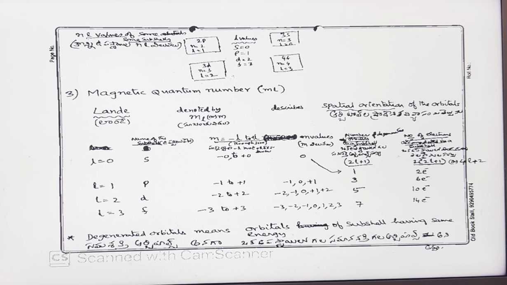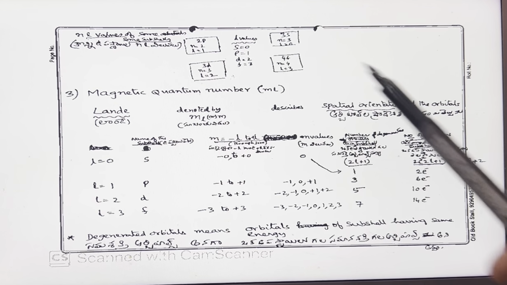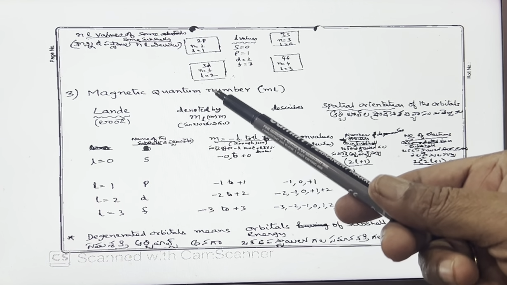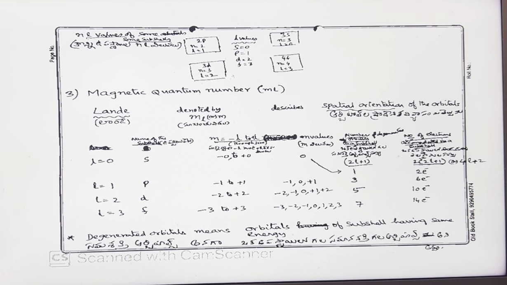In a subshell, there are orbitals. The magnetic quantum number was proposed by Lande to explain the Zeeman and Stark effects. What is the Zeeman effect? It is the splitting of spectral lines. Lines in the spectra are split when the atom is kept in a strong magnetic field. That observation is called the Zeeman effect.